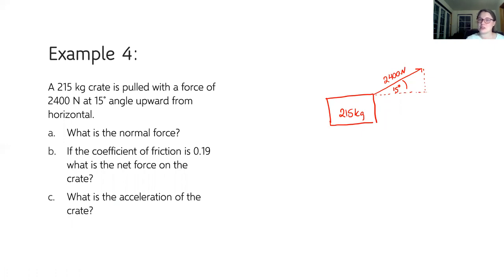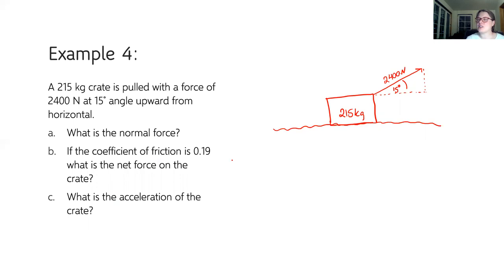Now that we have that picture, let's finish off our question. We'll see what it is that we need to figure out. So the first thing is, A, what's the normal force? If the coefficient of friction is 0.91, what's the net force? And then what's the acceleration? So first of all, we need to find the normal force.